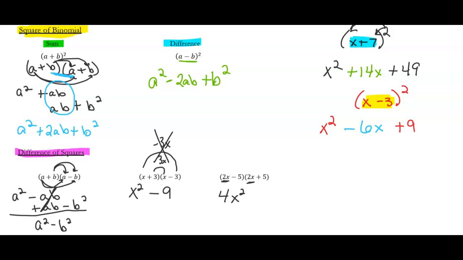Now let's visualize this one more time. Negative 5 times 2x is negative 10x. And 2x times 5 is 10x. So again, those cross off. All I'm left with is this last term, which is 5 times 5, which is 25. So that's what a difference of squares does. It gets rid of the middle term.